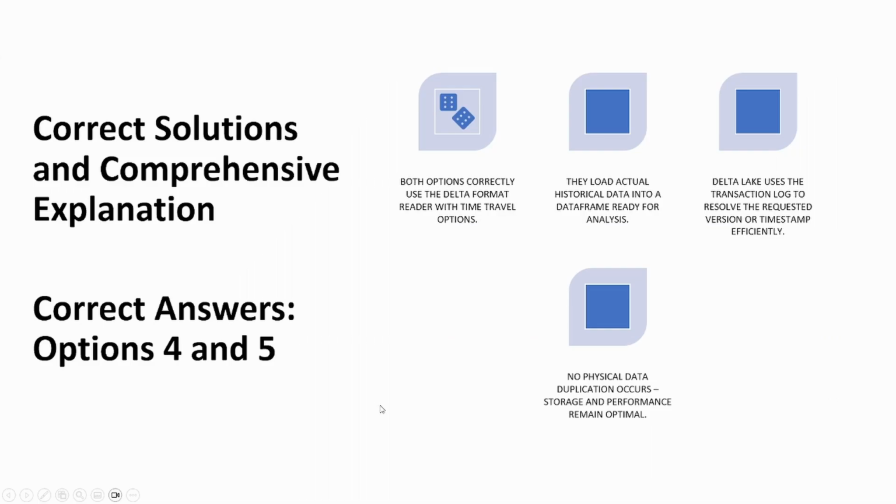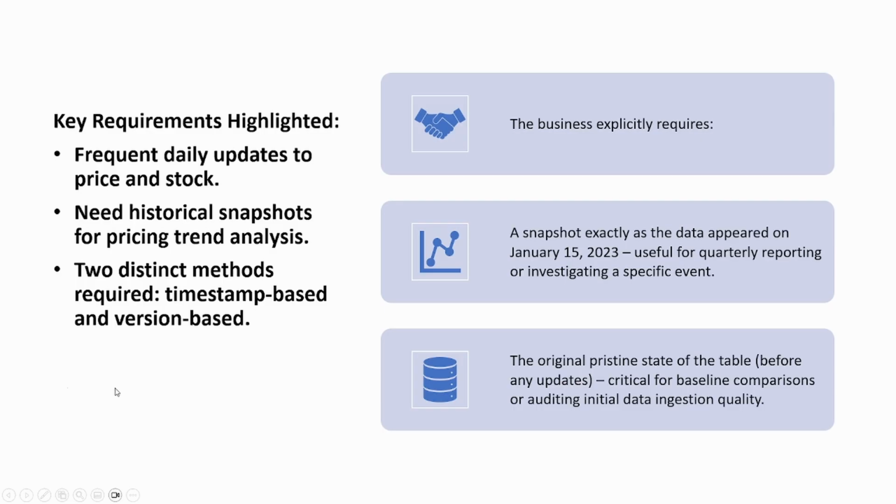Here's why this matters in the real world. Imagine trying to figure out why pricing analytics suddenly look weird. Or your finance team needs to audit what prices were on a specific date for compliance. Or you just want to compare today's inventory against how it looked 6 months ago. Without time travel, you'd be stuck taking backups or building complicated change tracking tables. With Delta Lake, it's literally 2 lines of code.